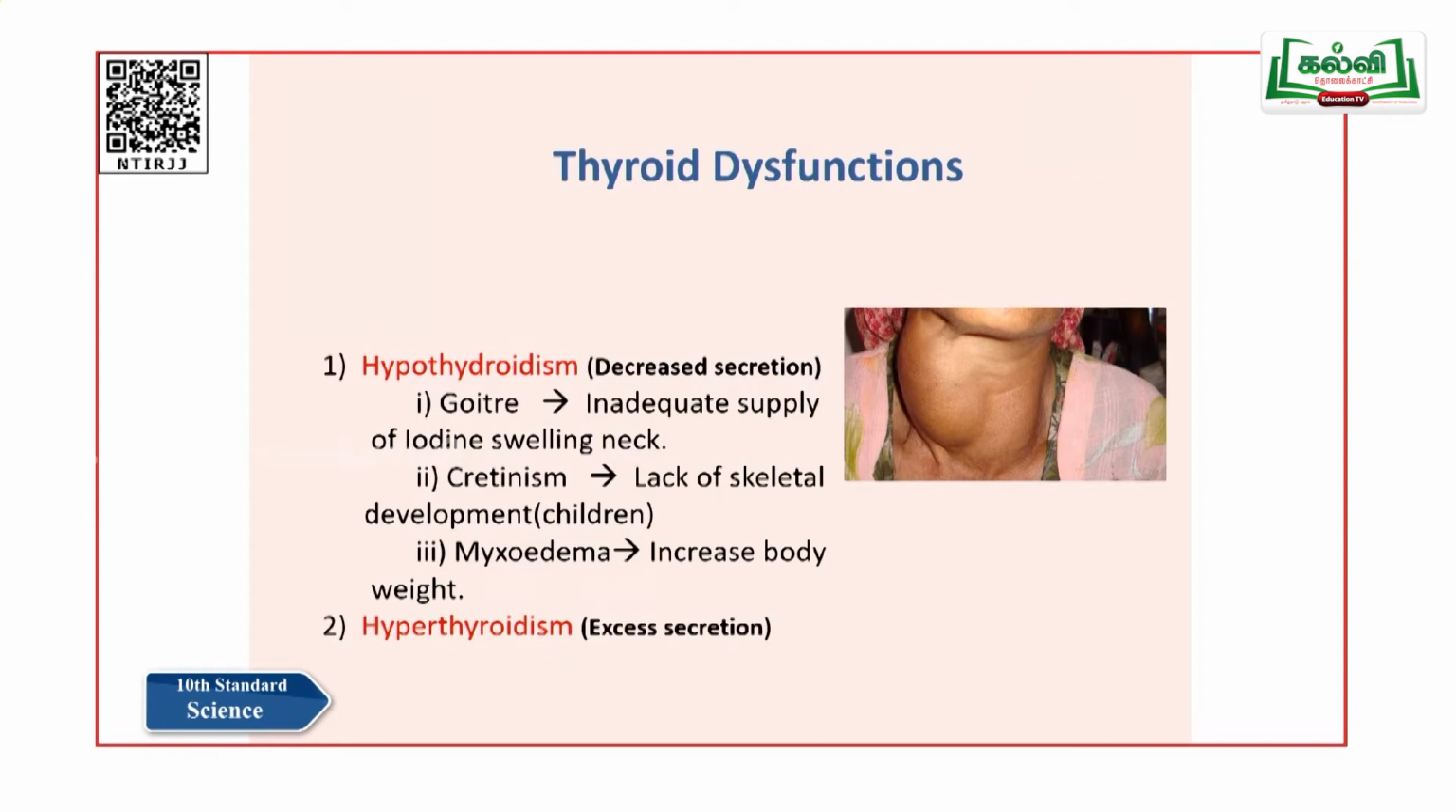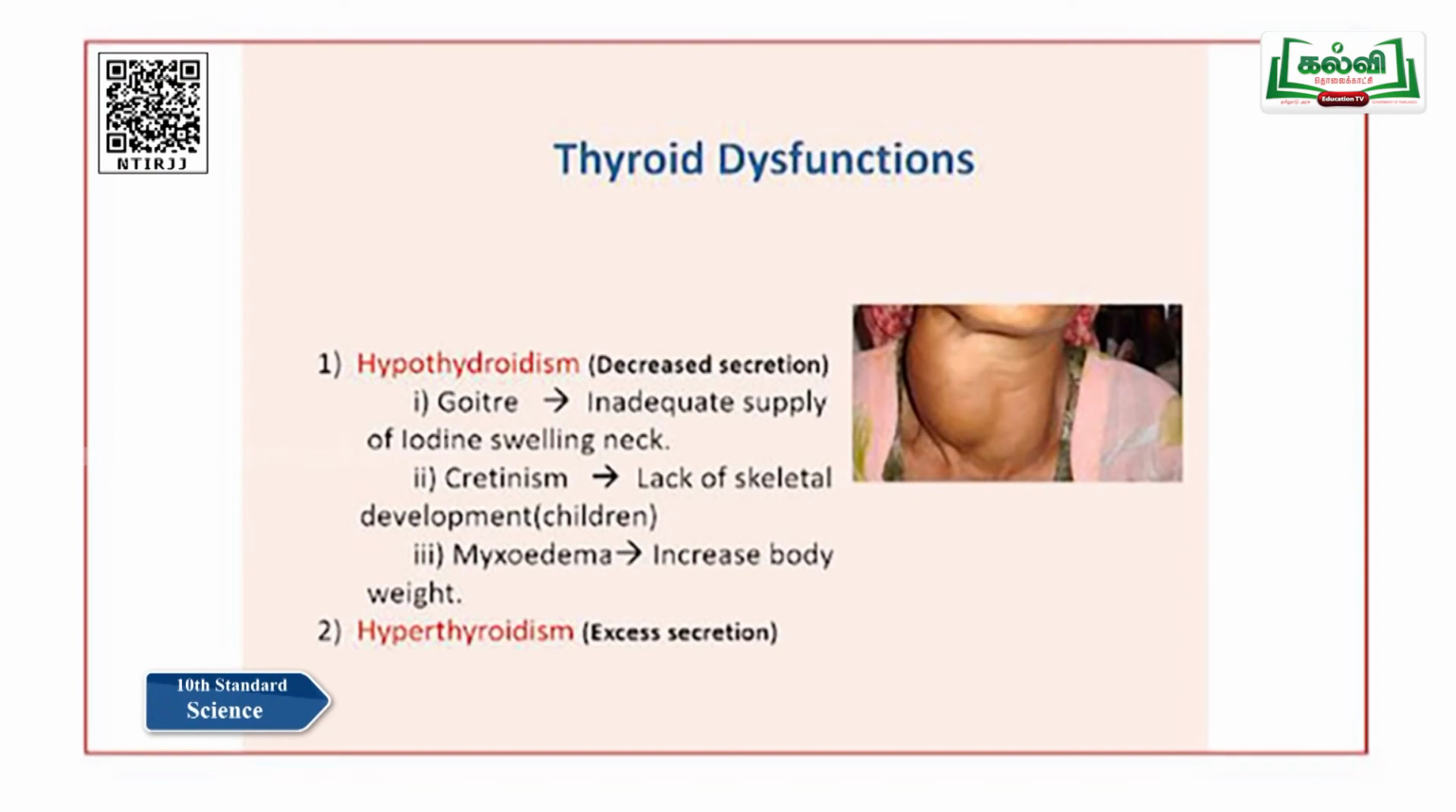Now, next is thyroid dysfunction. What are the thyroid dysfunctions? If the thyroid fails to secrete at the normal level, what defects will happen? There are two types: hypothyroidism and hyperthyroidism. Hypothyroidism can happen in three different ways of decreased secretion. If you have iodine deficiency, the thyroxine secretion will be reduced. If thyroxine is reduced, you will get the disease named hypothyroidism.